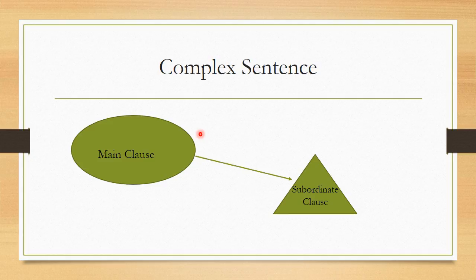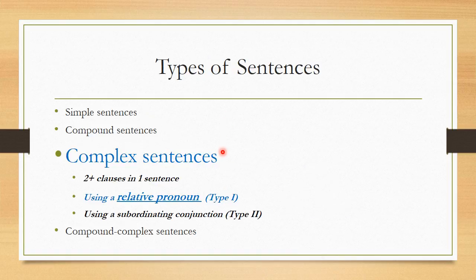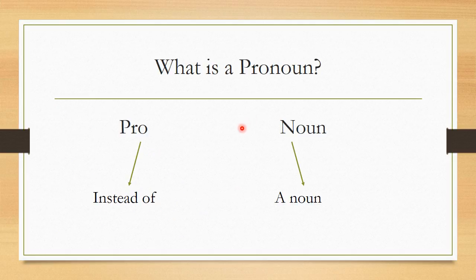And so we're going to start with the very simple main clause plus subordinate clause, okay? And in the complex sentence, we're only going to look at the ones that are formed using a relative pronoun. What is a pronoun? Review very quickly because some of you might need it actually.